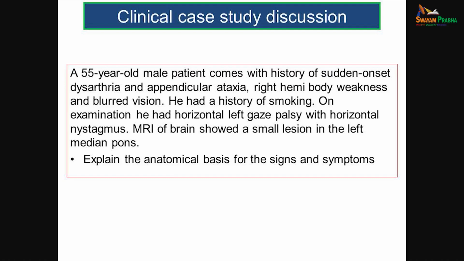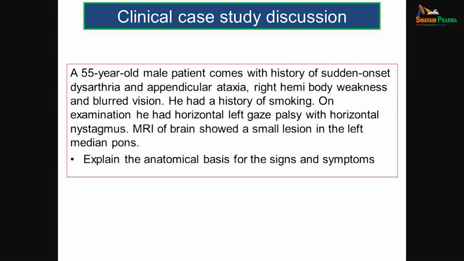So the brain imaging showed a small lesion on the left median pons. Okay, so the anatomical basis for this is the involvement of the median region, where the cranial nerve nuclei are present. So he presents with all these signs and symptoms.